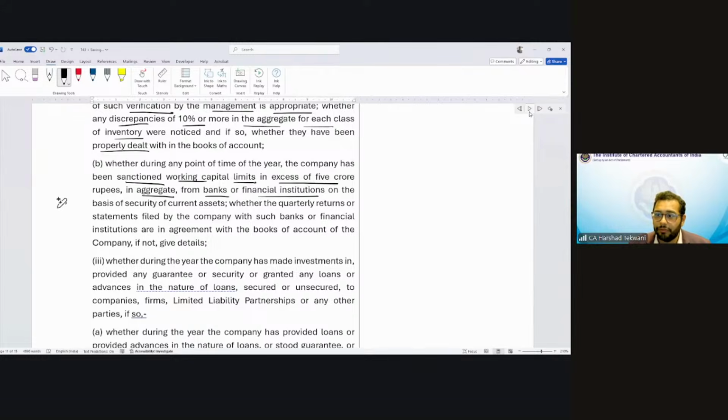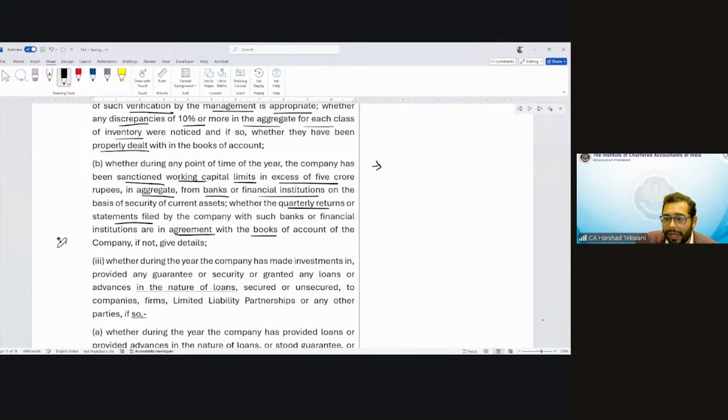Now let's see the second part of this. Whether the quarterly returns or statements filed by the company with such banks or financial institutions are in agreement with the books of account of the company. If not, give details. So here the second point says that these quarterly returns are in agreement with the books of account. Usually you have quarterly returns to be submitted for these working capital loans or limits. And whether they are matching with the books of accounts or not. And if not, then give the details.